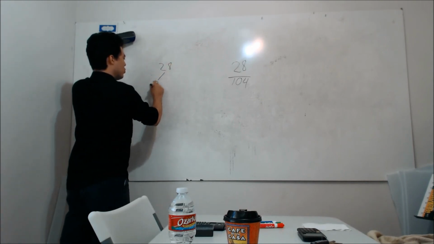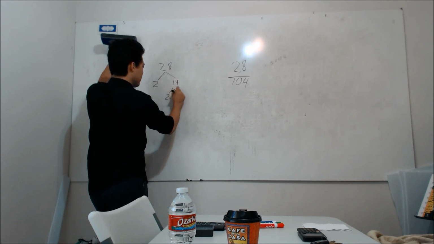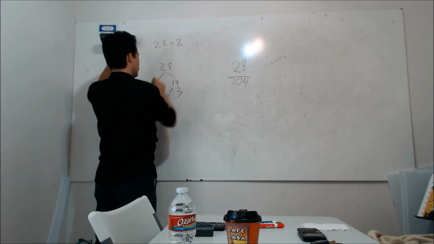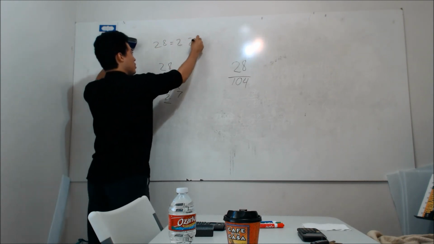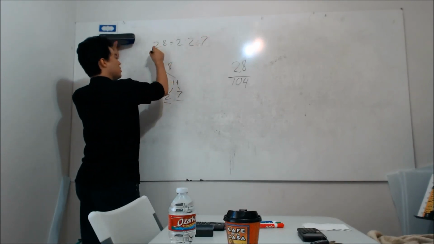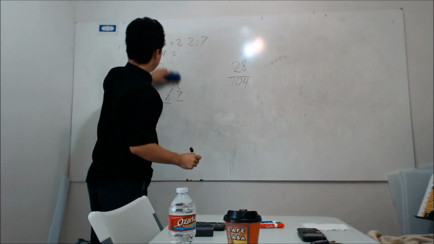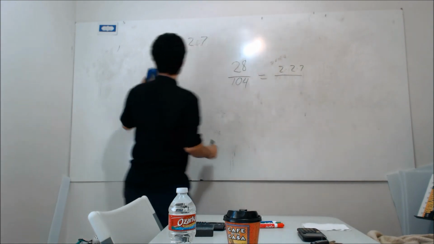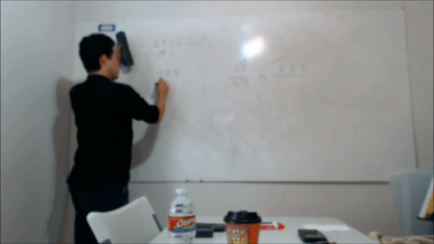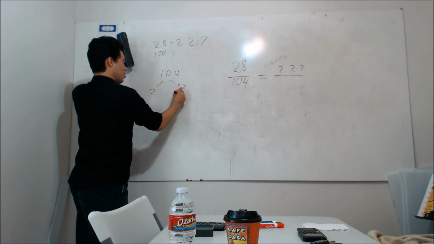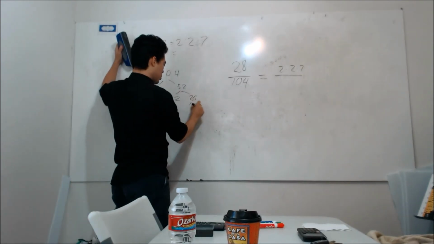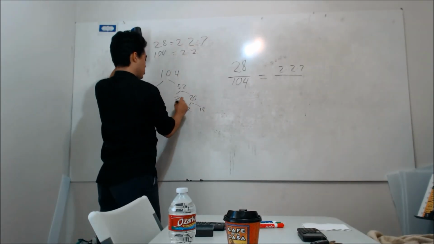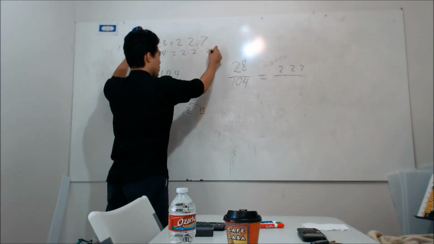28 is equal to 2 times 14, which is equal to 2 times 7, right? So that means that 28 is going to equal 2 times 2 times 7. And 104, so we can already start writing it over here. This is going to equal 2 times 2 times 7. And 104 is 2 times 52, which is 2 times 26, which is 2 times 13. So it's 2 times 2 times 2 times 13.